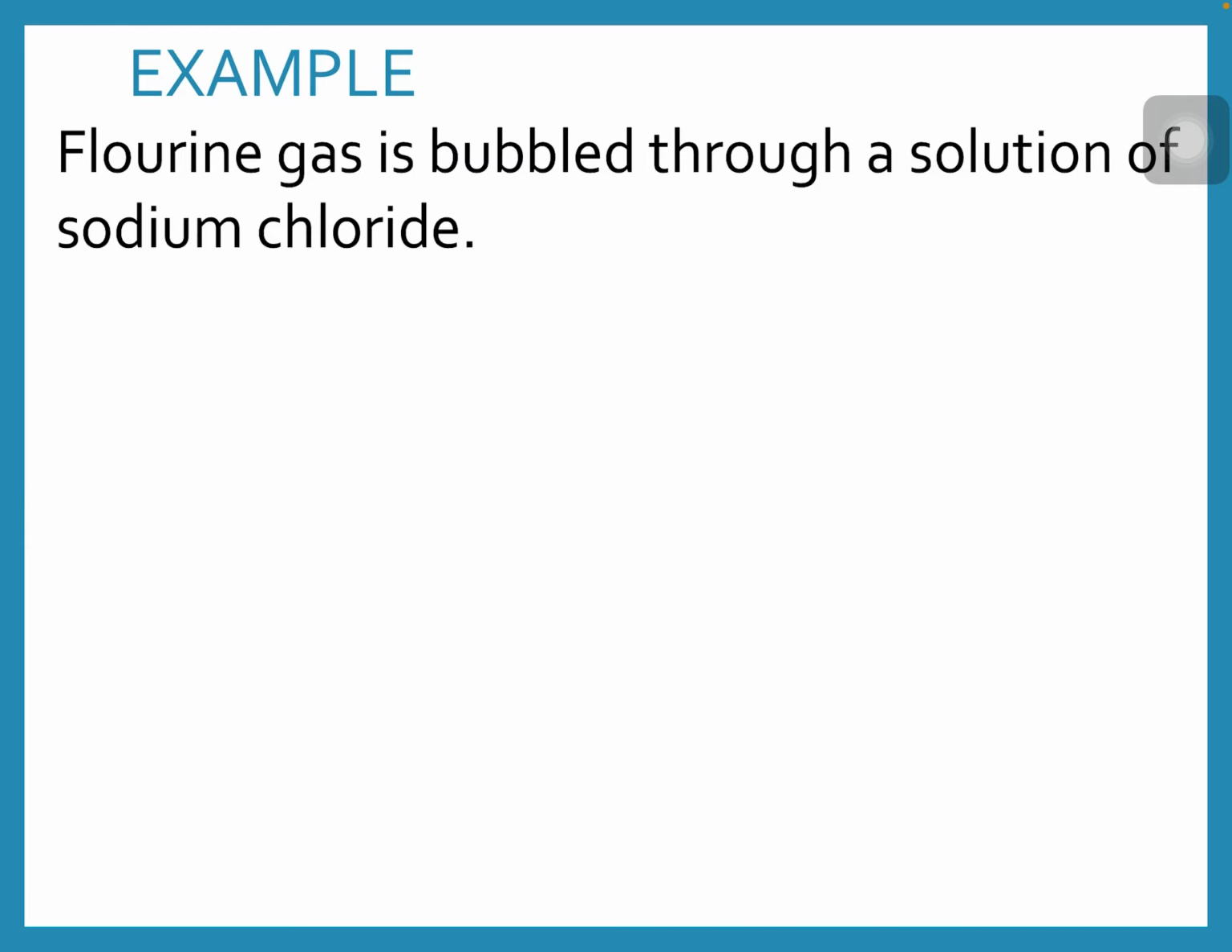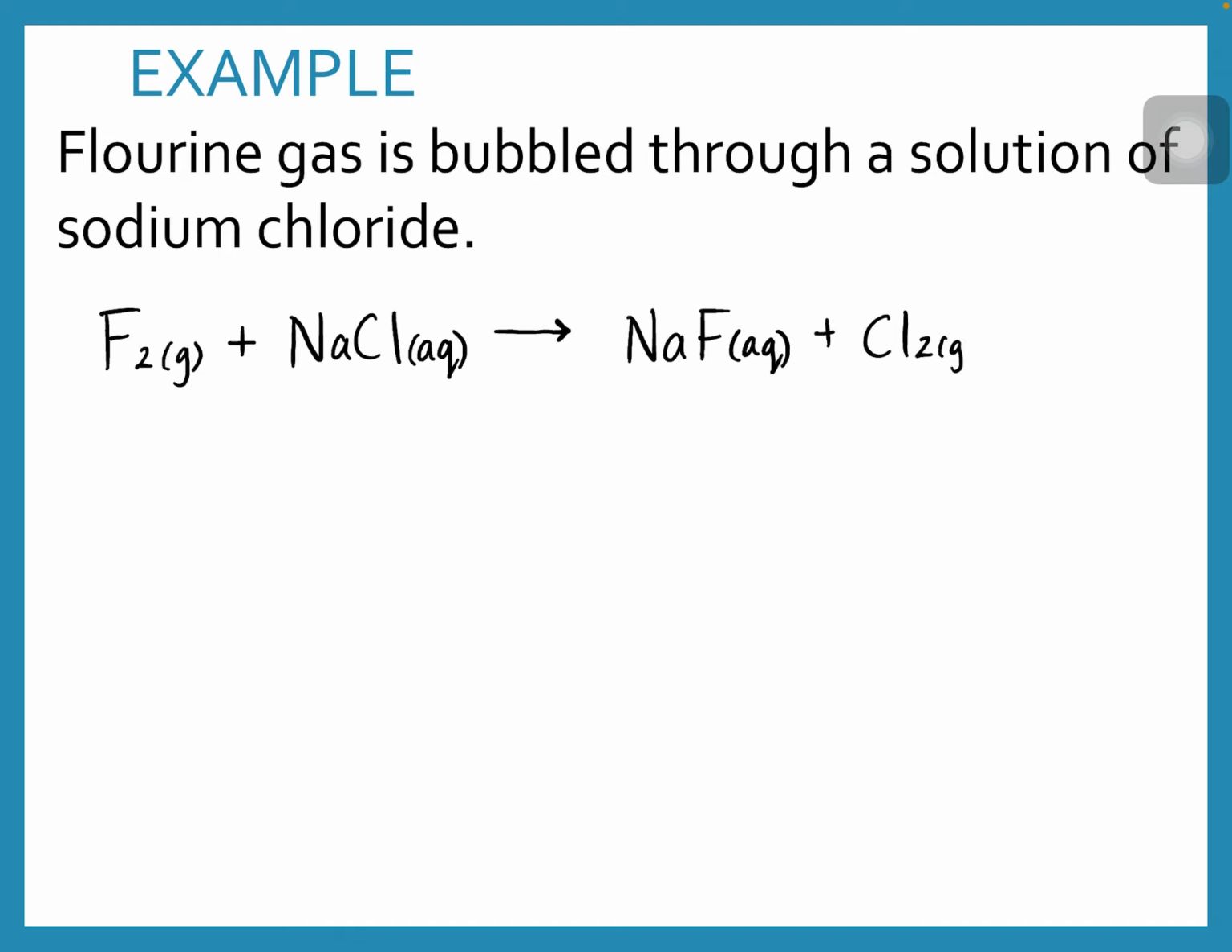So let's look through an example that we do together from the start. Fluorine gas is bubbled through a solution of sodium chloride. Now, this one we did see the molecular equation in a previous lesson. So fluorine, diatomic and a gas. Sodium chloride was highly soluble, so aqueous. And fluorine is more reactive than chlorine, so it takes its place. And this is also highly soluble. And then chlorine gas. So that is my full balanced equation. So there's my molecular equation.